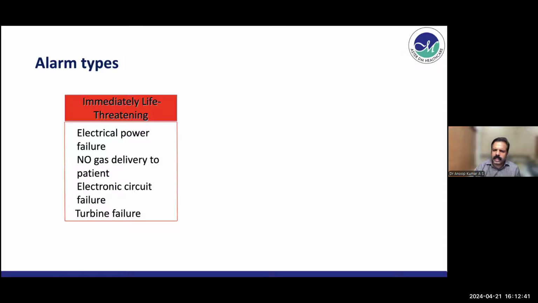Now coming to the alarm types. You can divide alarm types into 3 different groups. The first is the immediately life-threatening type of alarm. One of these is an electrical power failure. Here you should be very careful.